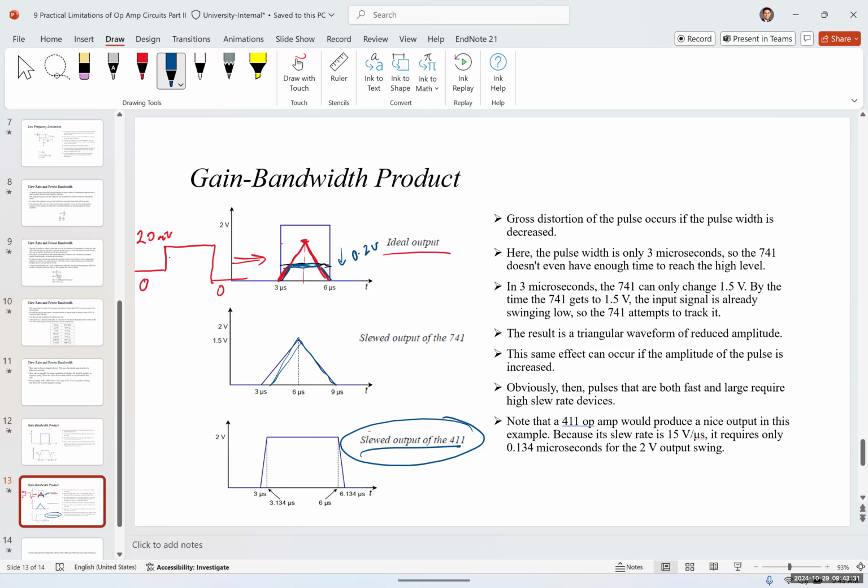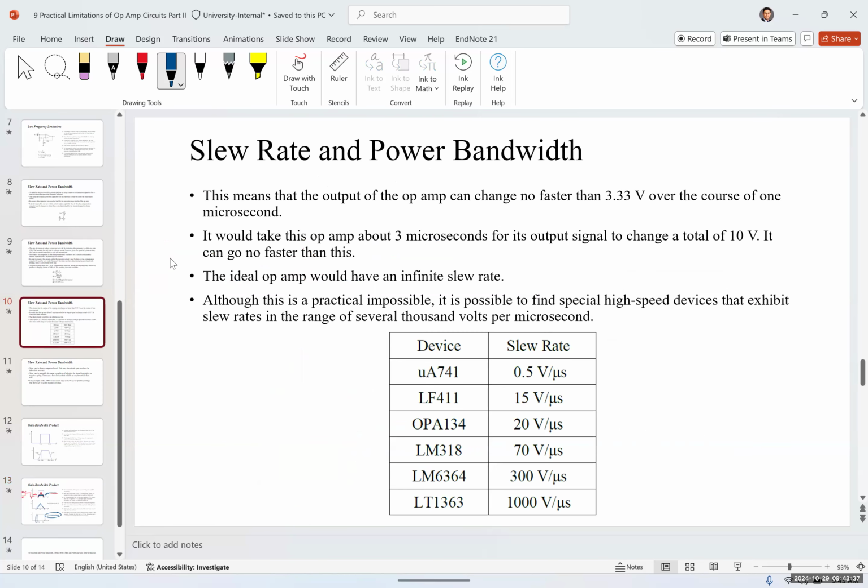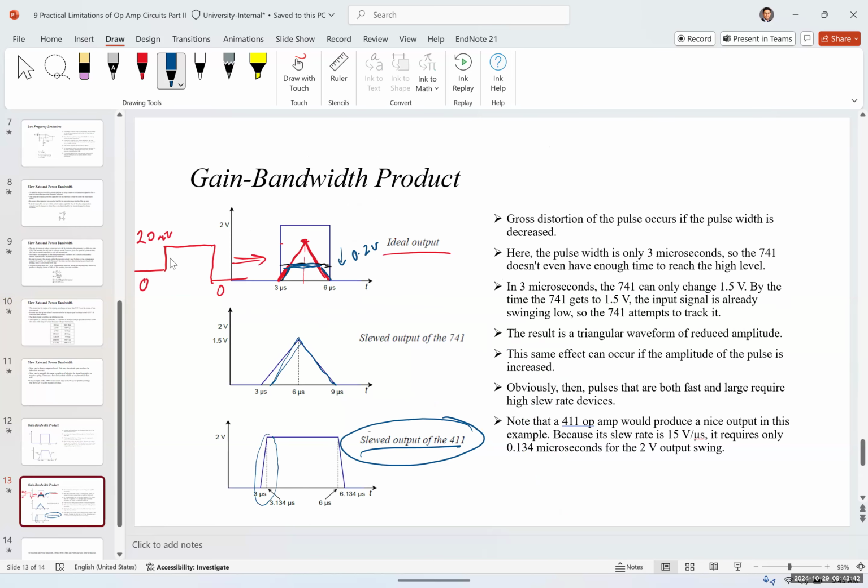But for the 411, as we know from this table, the slew rate is 15 volts per microsecond. So it's going to change much faster. You're going to have a better shape signal. Still, it's not going to be ideal like the one that you see on top, but it's going to be pretty close to that. You would never have an ideal slew rate, and the ideal output would have a slew rate of infinite, which in the real world we don't have.